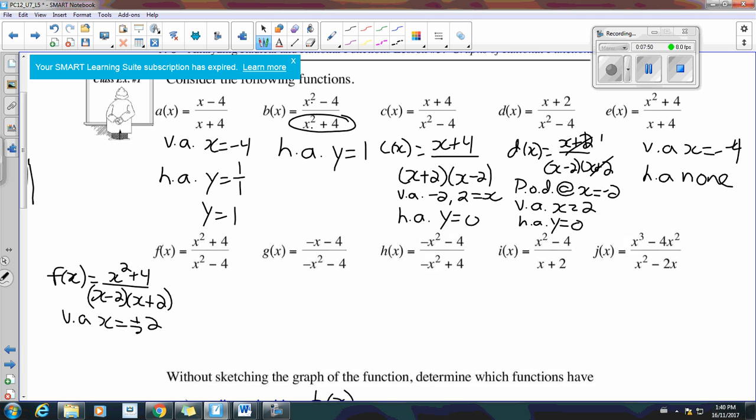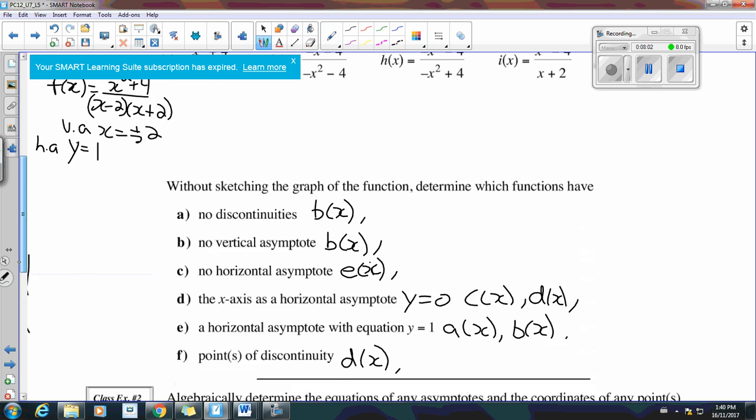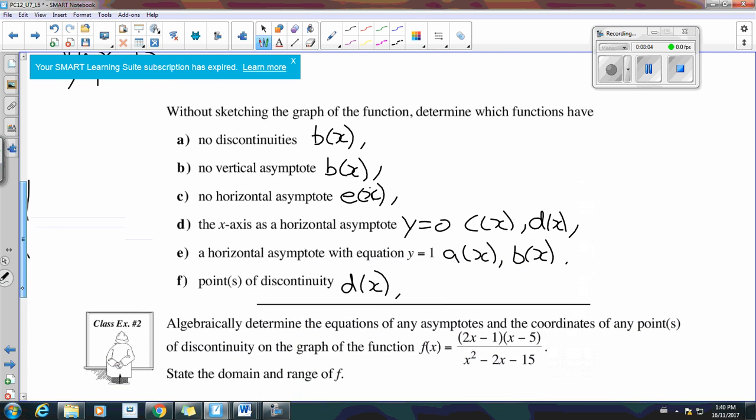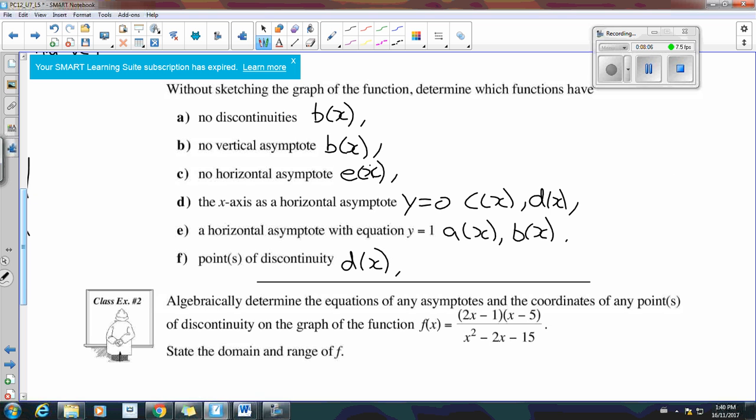Horizontal asymptotes. Well, now we have the degree is equal from top to bottom again. So the horizontal asymptote will divide the leading coefficients. The leading coefficients are both 1. So it has a horizontal asymptote of y equals 1. So we are on F. F fits here.